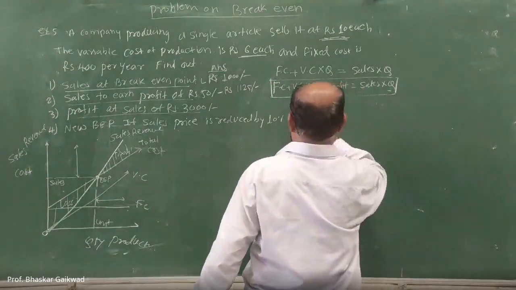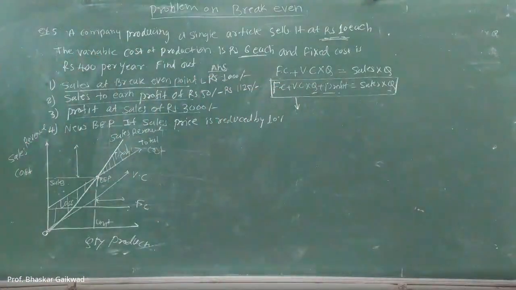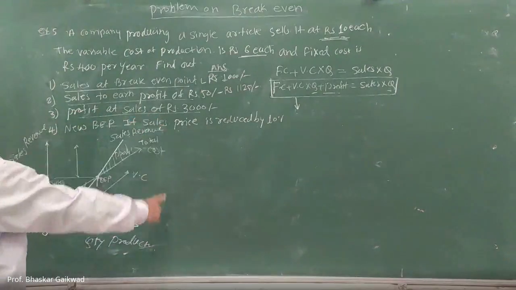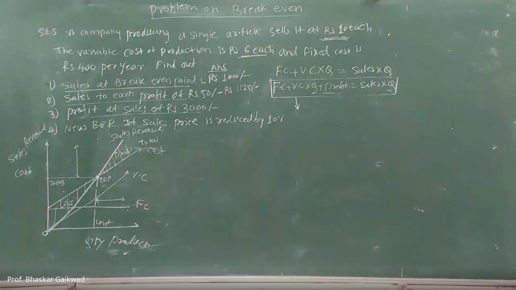Answer number 3. Same formula. Profit at sales of rupees 3000. The sales value is given as 3000. Now you have to calculate the profit at sales of rupees 3000.